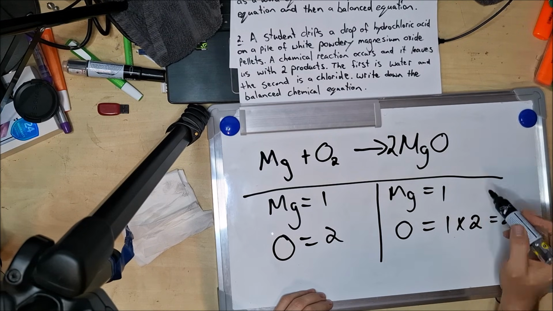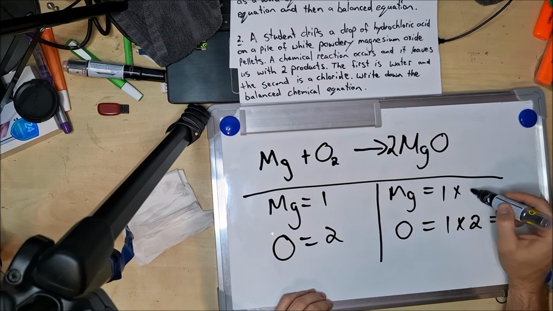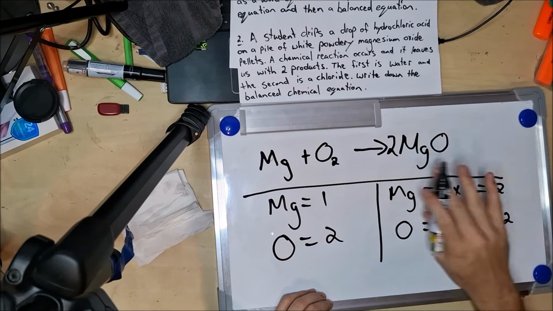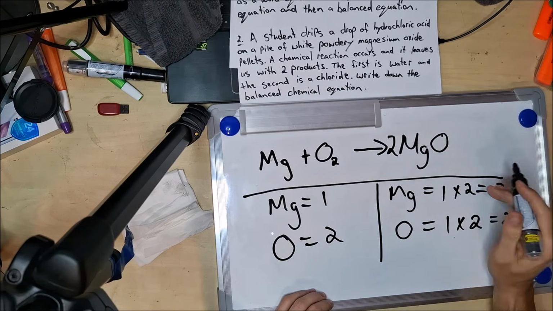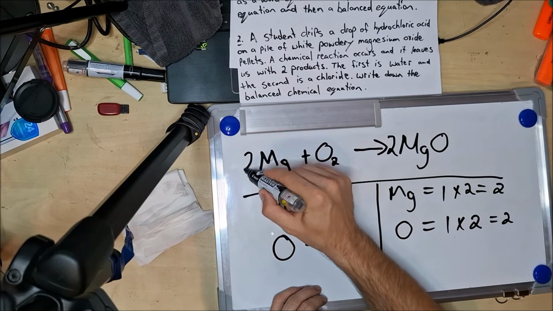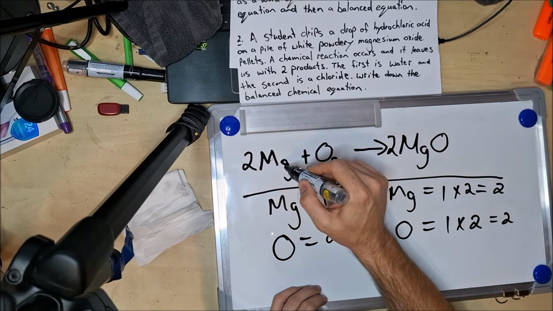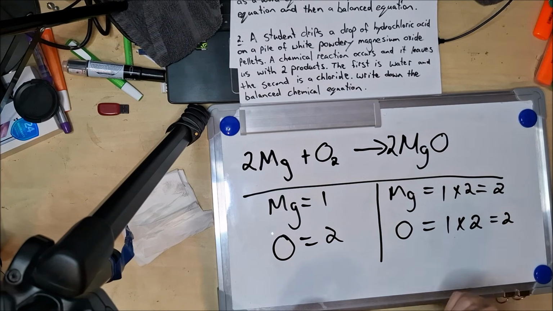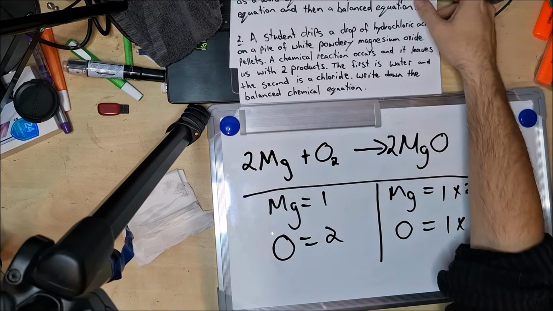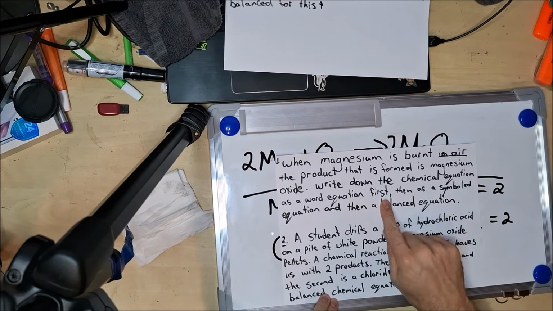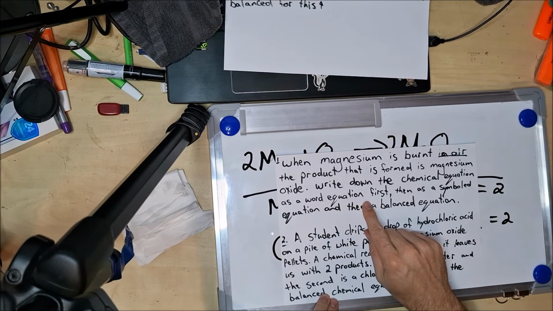But do you see that we have now also timed the magnesium? So 2 times magnesium is 2. 2 times oxygen is 2. This side, we are done. On this side, oxygen is equal, but now magnesium is not. So we have 2 magnesiums plus O2 gives me 2 MgO.